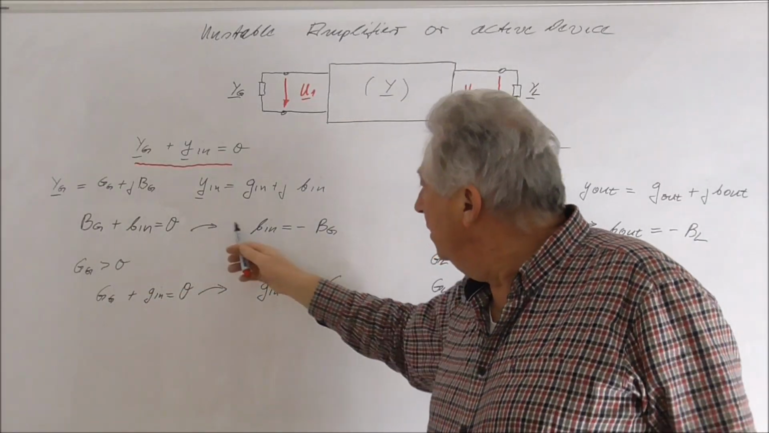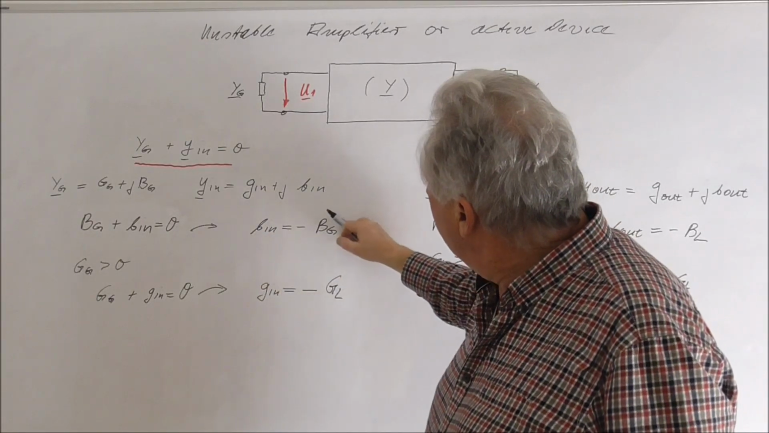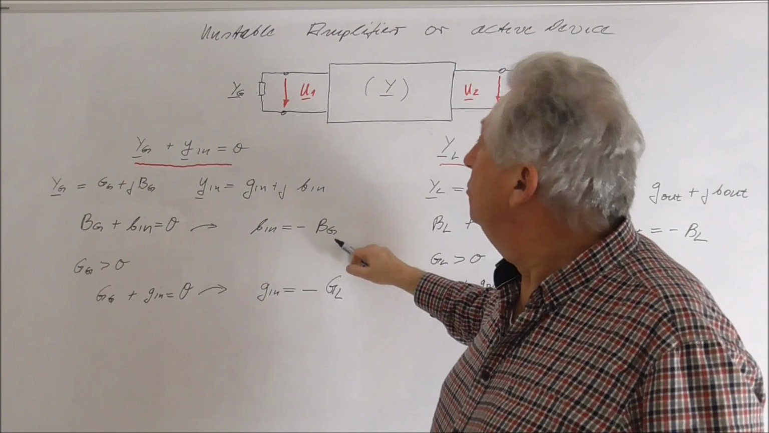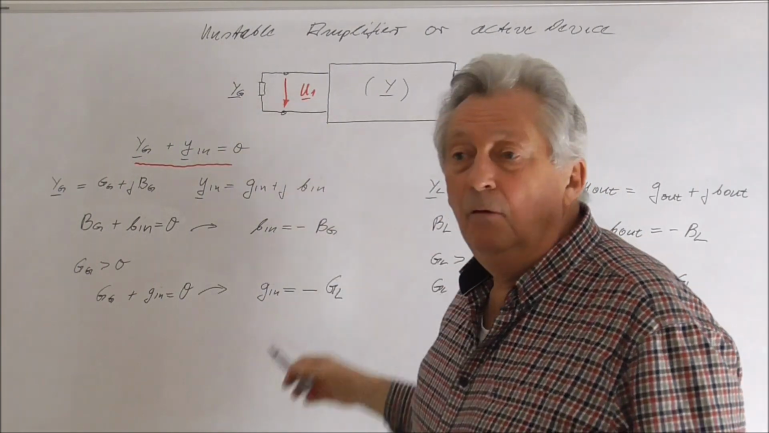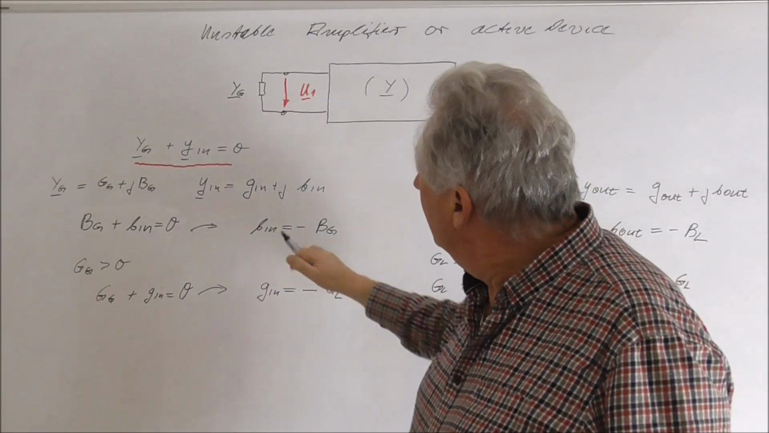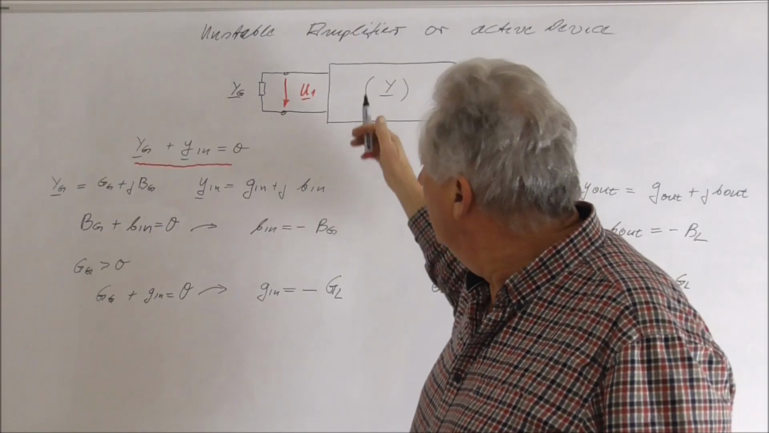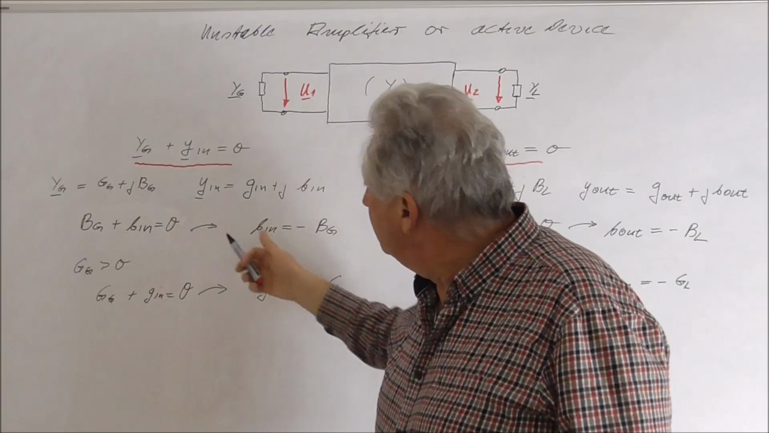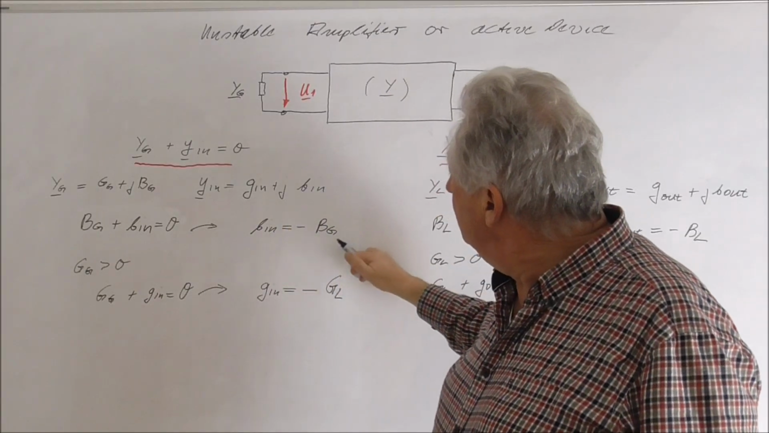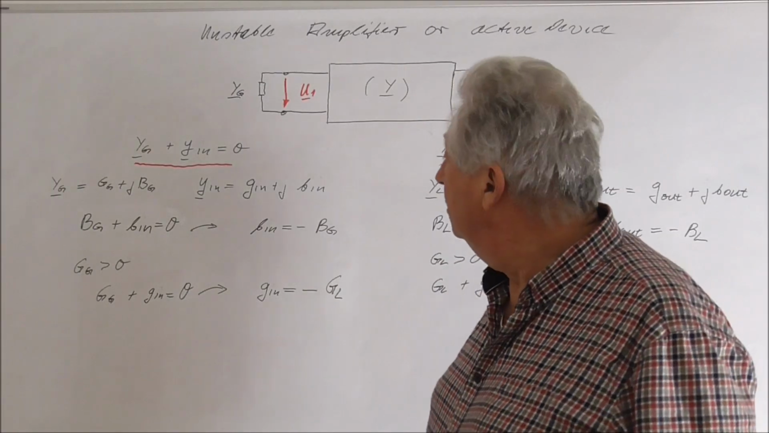So in the case of the imaginary part it's quite easy. For example, if the generator susceptance is capacitive, then the input susceptance must be negative, or inductive. And the same, of course, if this is inductive, then this term would be capacitive.